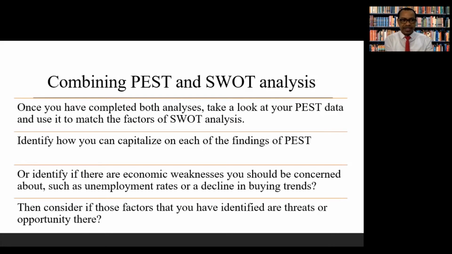So step 1 is to do your PEST analysis. Step 2 is to do your SWOT analysis. Then step 3 is to combine two of them in order to develop good or effective strategy. Combining PEST and SWOT analysis, you are looking into the information or the data you obtain in your PEST analysis. Then you match them with the factors of your SWOT analysis by identifying how you can capitalize or take advantage of the elements of PEST.